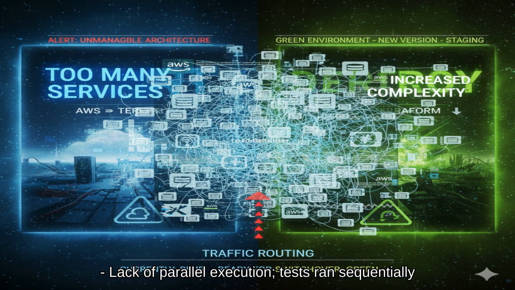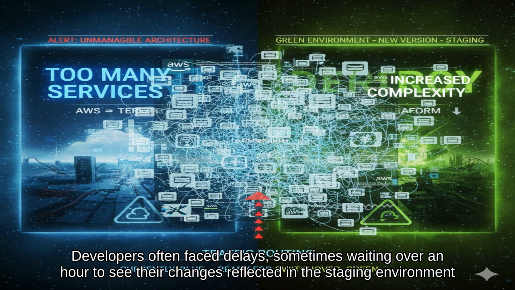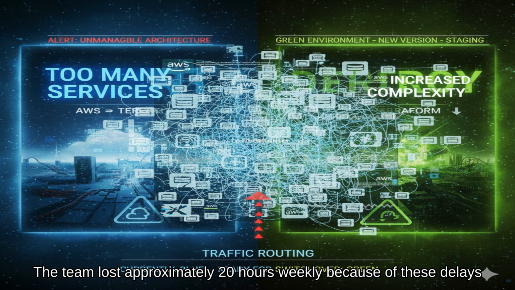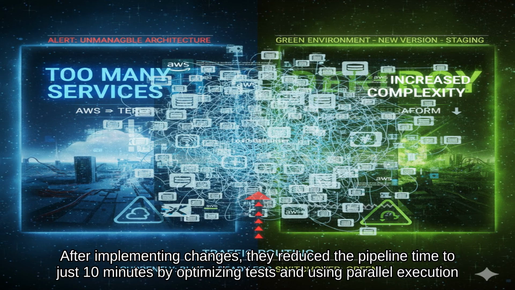Lack of parallel execution: tests ran sequentially. Developers often faced delays, sometimes waiting over an hour to see their changes reflected in the staging environment. This led to decreased productivity and frustration. The team lost approximately 20 hours weekly because of these delays. After implementing changes, they reduced the pipeline time to just 10 minutes by optimizing tests and using parallel execution.